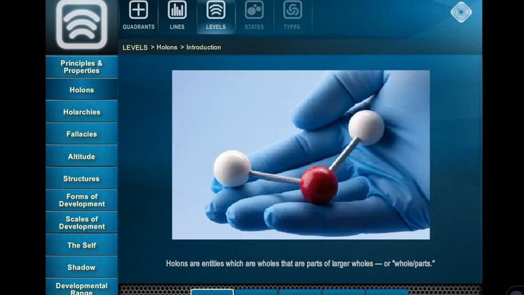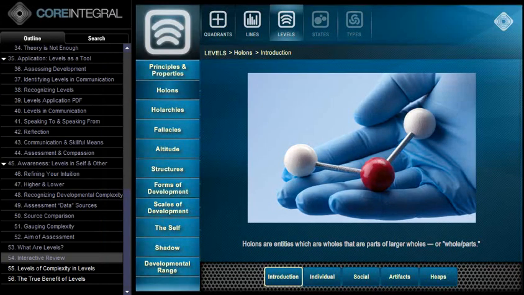Holons are entities which are wholes that are parts of larger wholes, or whole parts. For example, molecules are wholes that include atoms and are themselves parts of cells. There are 4 kinds of whole part relationships. The individual and social types are self-organizing.